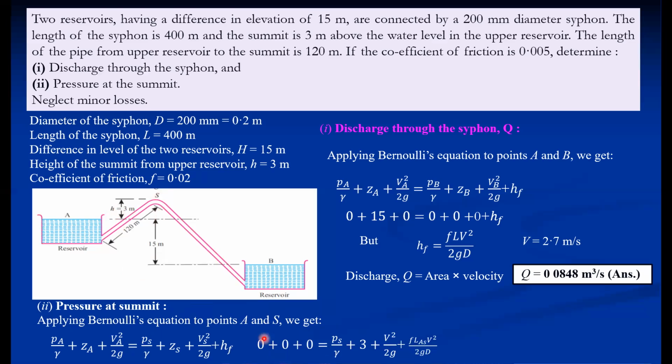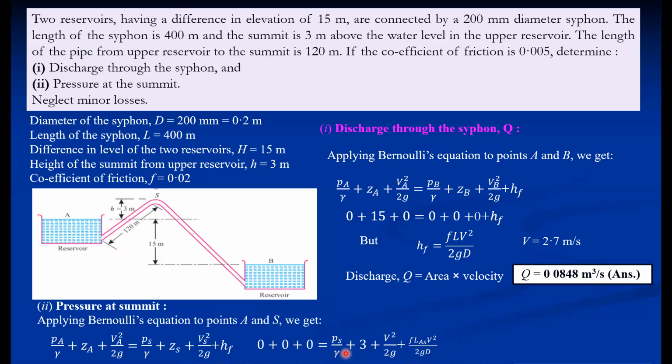ZS is 3 meter in our case, V square by twice G, because velocity we already obtained, plus HF. That is not this HF, because this is HF for the entire pipe, that is AB. But this HF is only for AS, that is HF for this length. So we can write the formula, that is FLS V square by twice GD. Here we have to consider the head loss for this portion of the pipe, that is the inlet length. So the length of that portion is considered, velocity is given. F we can consider the same because the same pipeline is there. Diameter is again the same. So the only unknown in this equation is PS.